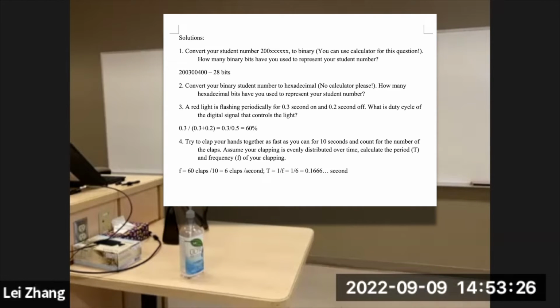Okay, so third question: a red light is flashing periodically for 0.3 seconds on and 0.2 seconds off. What is the duty cycle? Duty cycle is defined as the time that the signal is high over the period T. The period should be when the signal is high plus when the signal is low. Together we have 0.5 seconds. So the duty cycle is 60%.